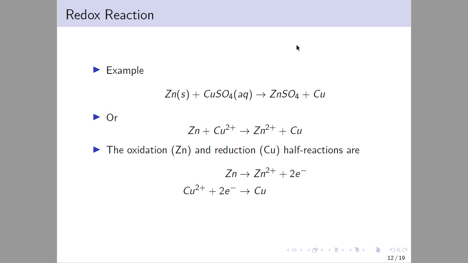Next, we have the redox reaction. These are examples from our chemistry, or electrochemistry. Zinc solid and cuprum sulfate aqueous become zinc sulfate plus Cu. Or in this case, you can see that zinc plus Cu2+ becomes Zn2+ plus Cu. So we say that zinc is oxidized and cuprum is making the reduction reaction: Zn becomes Zn2+ plus 2 electrons, and Cu2+ plus 2 electrons becomes Cu.